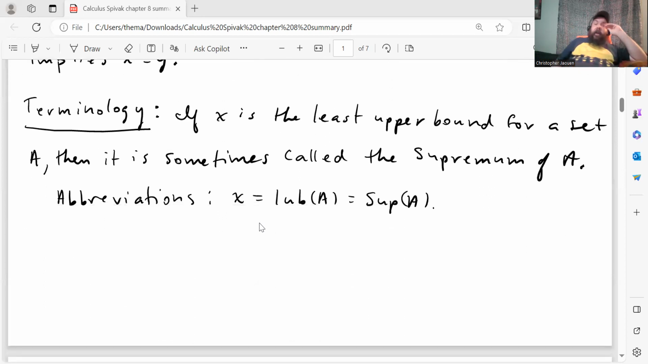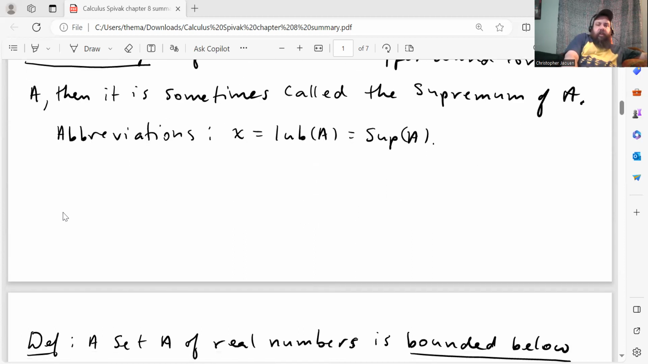And just some terminology here. If x is the least upper bound for a set A, then it is sometimes called the supremum of A. And in a lot of books, they use these terms interchangeably. These are the abbreviations. x would be written like this: lub A, which is read least upper bound, or sup A, which means supremum of A. They mean the same thing. That's just some shorthand notation, so you don't always have to write out least upper bound or supremum, because it can be kind of annoying to do that.